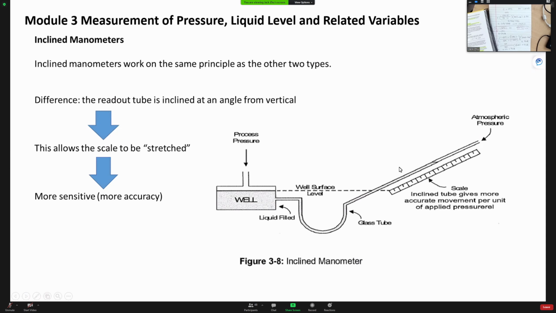They have an inclined manometer. They make this side of the tube at an angle, so this one becomes longer and the scale becomes longer, which makes it more accurate. This one is mostly used for calibration of your transducer or transmitter, to compare the pressure, or for visual use only.